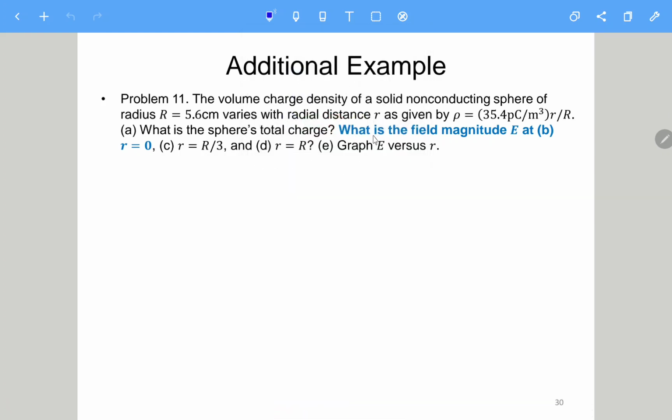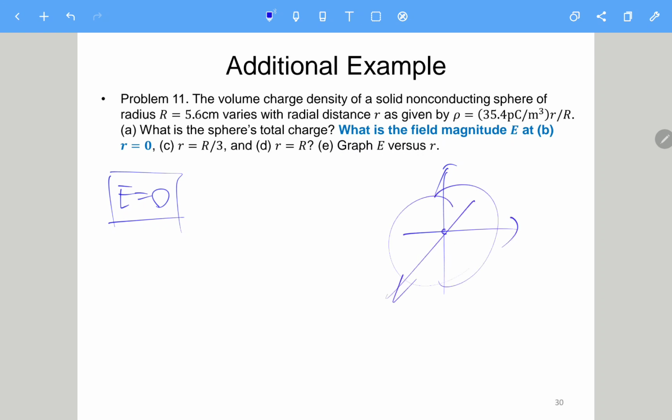Okay, so for question B, it asks what is the field magnitude E at r equals 0. This gives you a rest, because r equals 0 will always be easy. It will say that E is 0. And if you don't trust it, you can imagine we have a sphere there, and you can try to draw a Gaussian surface, which is just a dot. So the enclosed charge should be 0, and you will finally get E to be 0 there.